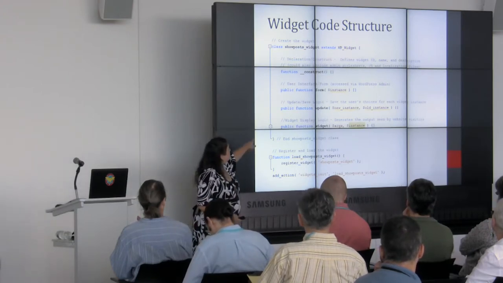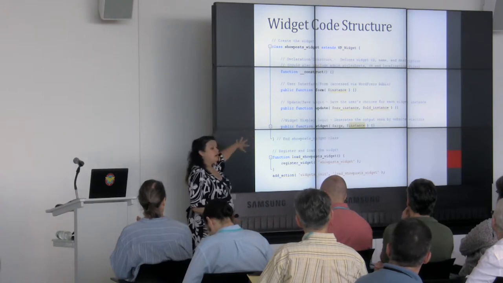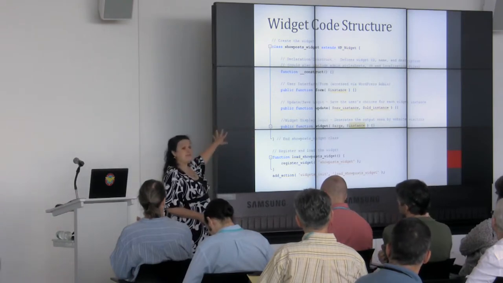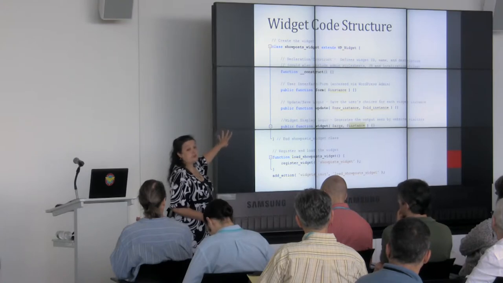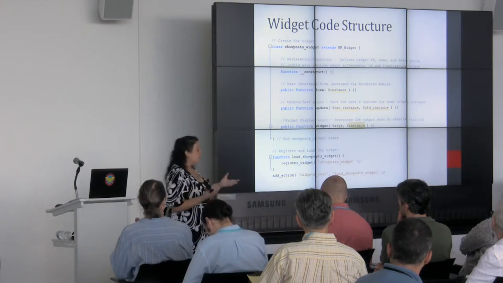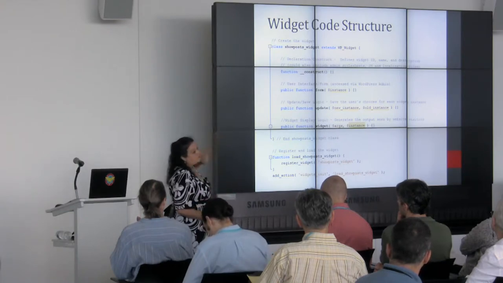Down here, we close the bracket for the class. Now, these aren't the only functions we can have in a class, but these are the four that you need to make the widget work. You can add additional functions that help the functionality of your widget, code that you're going to reuse to clear up your code, but you absolutely need these four.